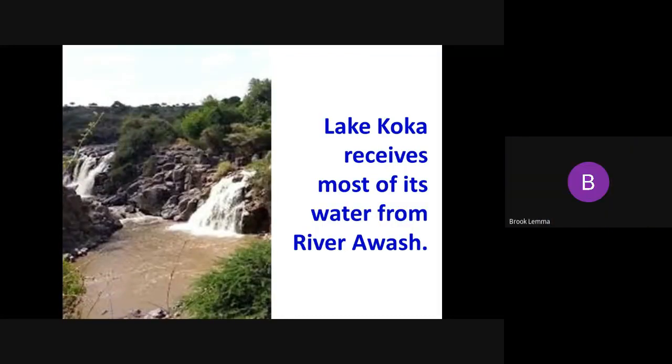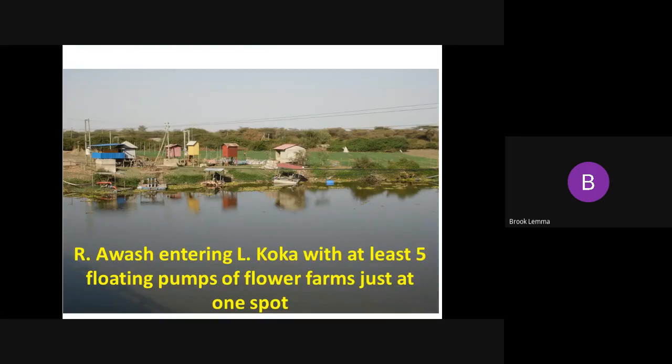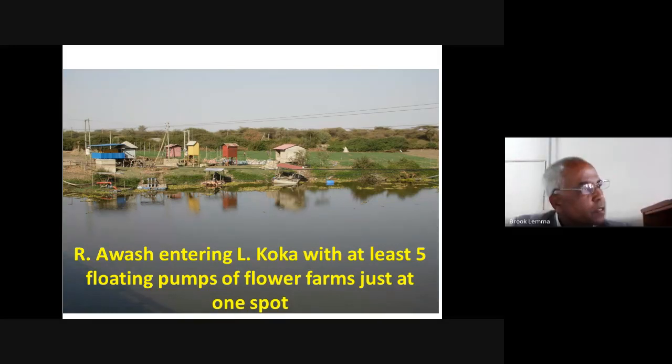Lake Oka also receives most of its water from the River Awash, which is loaded with silt and nutrients. Particularly, the whole watershed of Addis Ababa city also drains into it; the rivers from Addis take all the wastes down to the Awash and then to Lake Oka, which is also a source of nutrient supply, contaminants, pesticides, and different kinds of heavy metals. The same water is being used for irrigation by flower farms and many other sorts of irrigation.